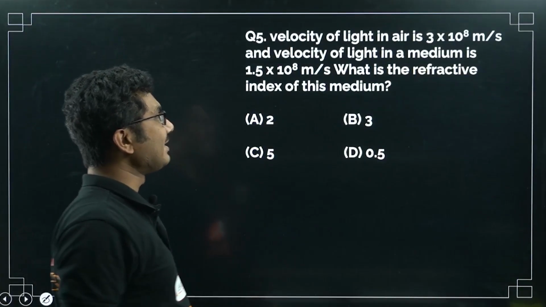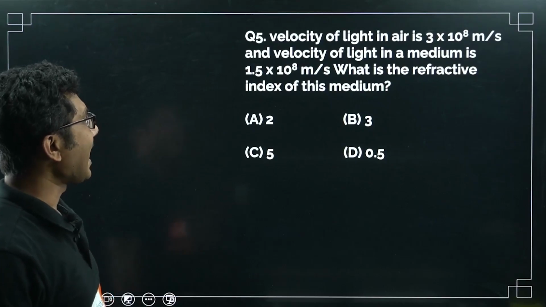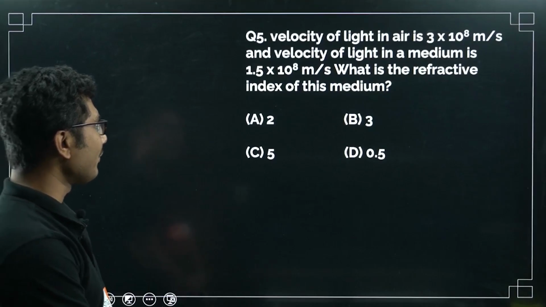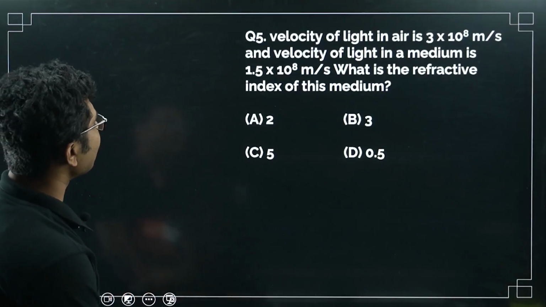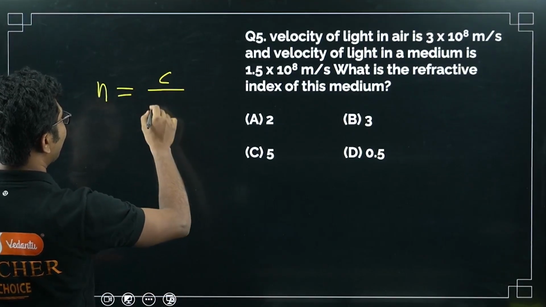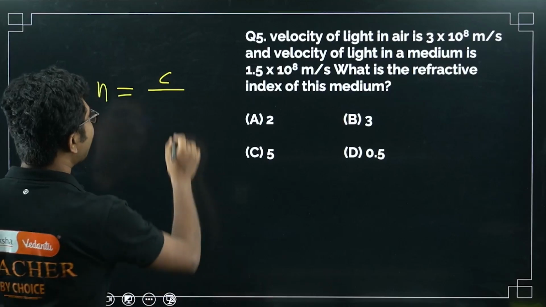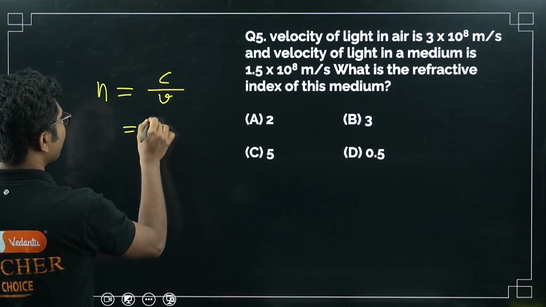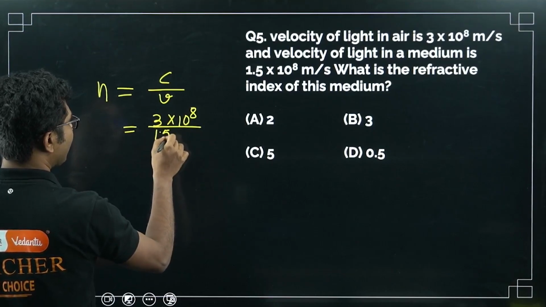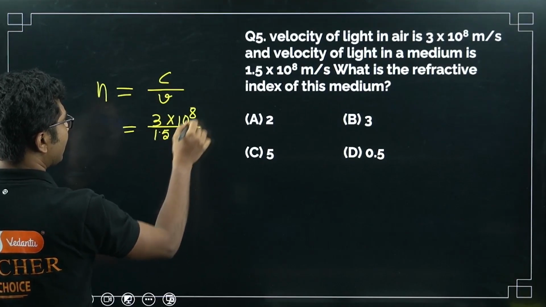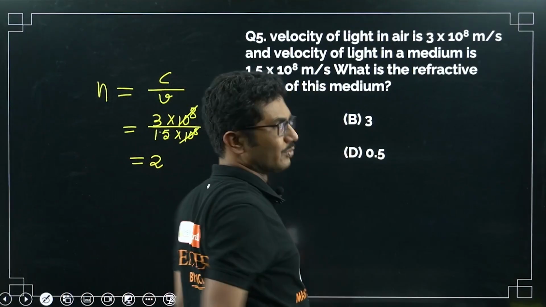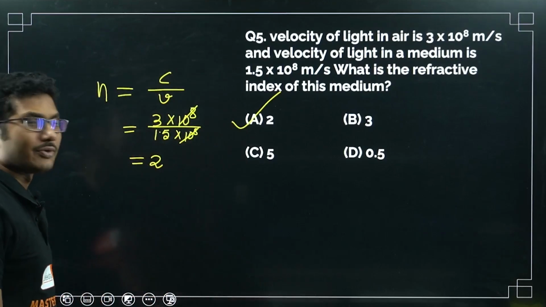Velocity of light in air is 3 times 10 to the power of 8 meter per second, and velocity of light in a medium is 1.5 times 10 to the power of 8 meter per second. What is the refractive index of the medium? Refractive index of the medium is speed of light in vacuum or in air divided by speed of light in the medium. So 3 times 10 to the power of 8 divided by 1.5 times 10 to the power of 8, 10 to the power of 8 is cancelled, so it will be 2. So refractive index is 2, and it's a dimensionless or unitless quantity.